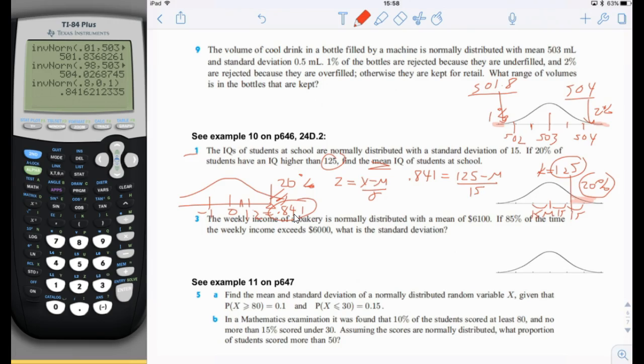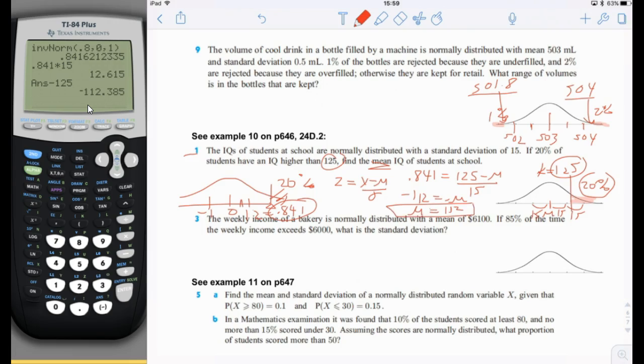First thing we're going to do is multiply both sides by 15. 0.841 times 15 is 12.6. Then I'm going to subtract 125, and I get negative 112. So negative 112 on the left, negative mu on the right. So actually mu is equal to 112.